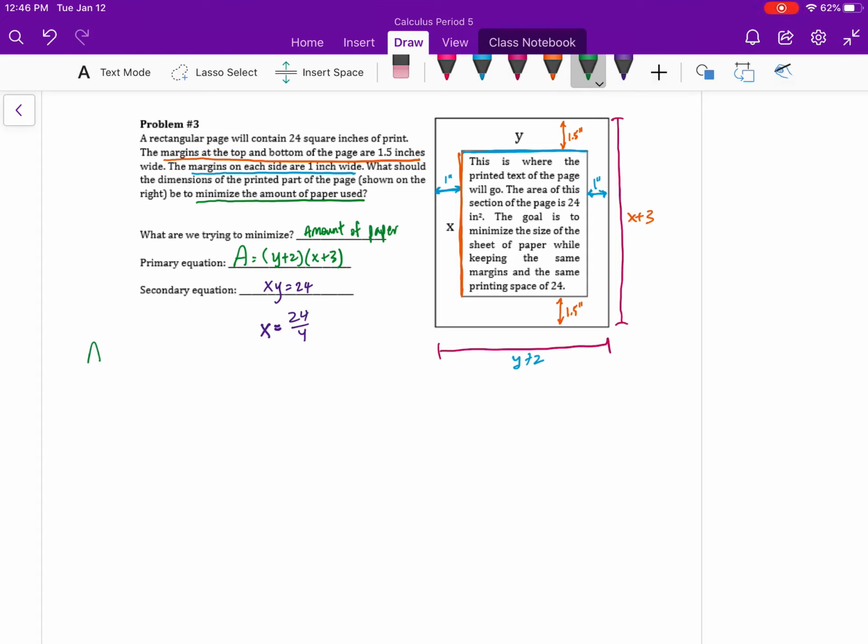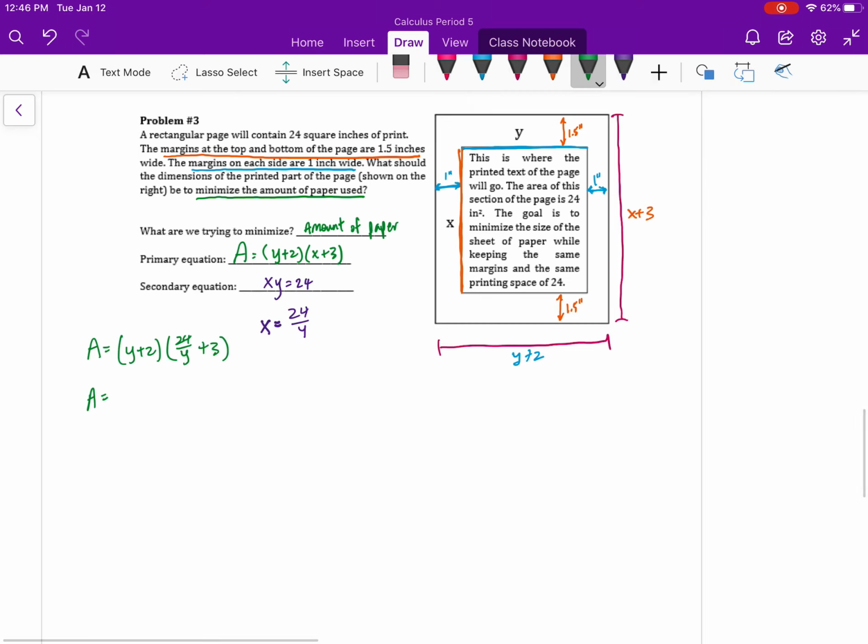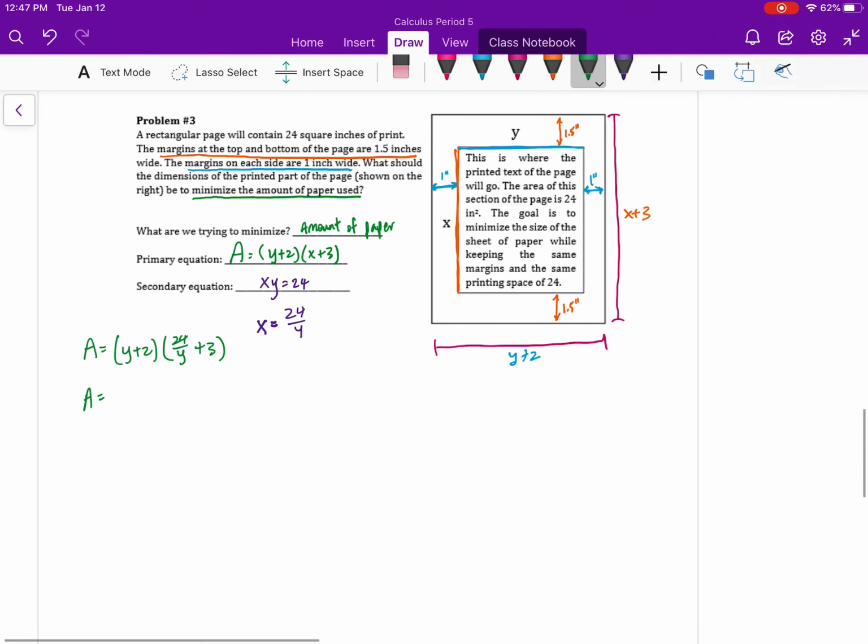And that means our area equation will now be y plus 2 times, we can substitute 24 over y plus 3. We're going to want to take the derivative so we can calculate the minimum, but before that I'm just going to go ahead and FOIL. Y times 24 over y is just 24, plus 3y, plus 48 over y, plus 6. And one final step of simplification, 30 plus 3y plus, I'm going to rewrite it as 48y to the negative 1.